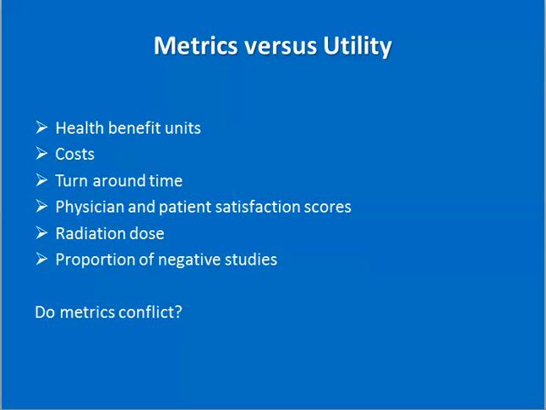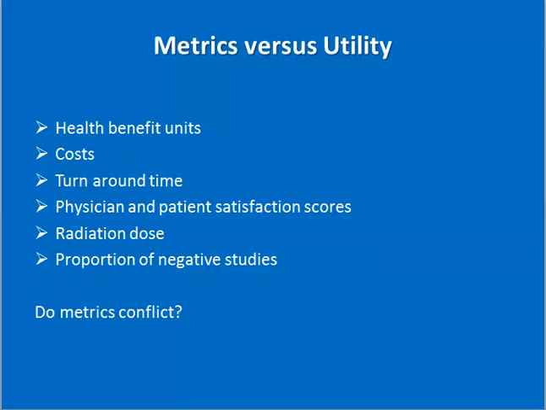It's probably worth comparing metrics and utility. Are they the same? If they differ, how do they differ? Ideally, metrics ought to capture the utilities for which we tout value. And this, of course, includes health benefit units, such as quality associated life year. This is the most commonly used metric.